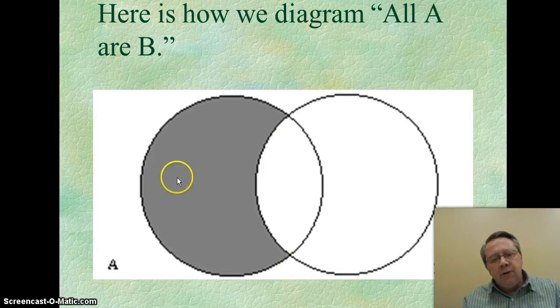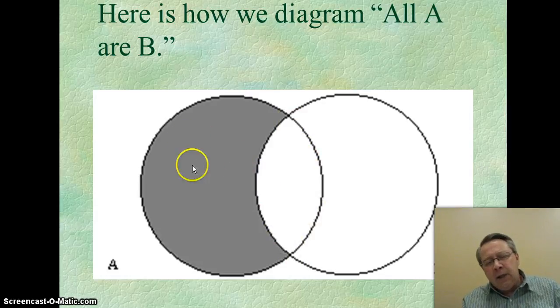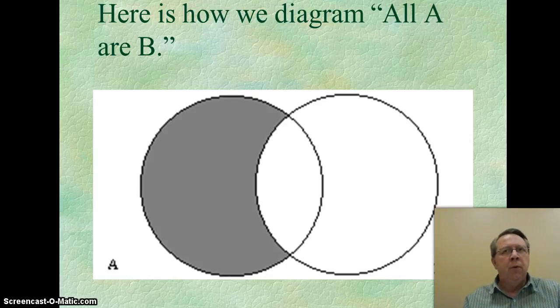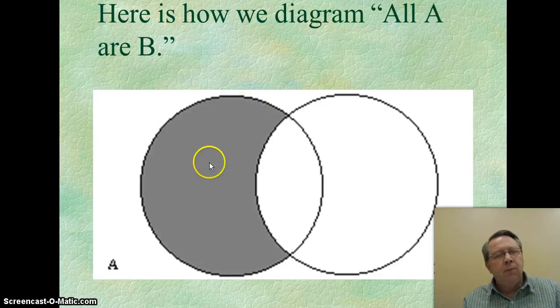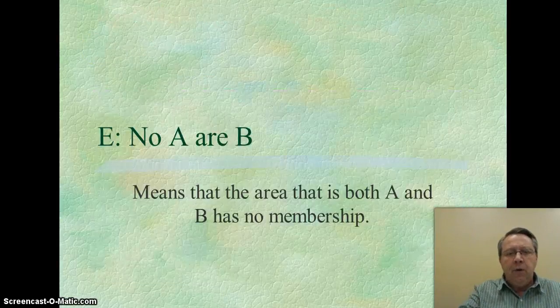So we know that A is the dog circle, and B is the mammal circle. So all dogs are mammals. All the dogs that are mammals, which are all the dogs, are going to have to fill this section of A. Which means that because this doesn't interact with the mammal circle, there can be no dogs here. So there's no membership. Do you understand what I mean by that? If there's no dogs in this part, there can't be membership in this part. Okay? So let's look at the next one.